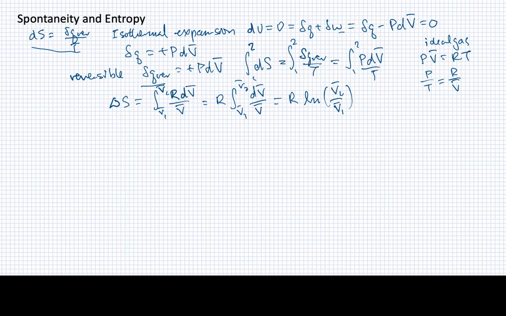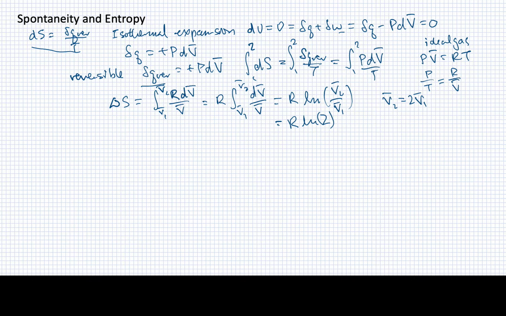All right, now let's put a number on this. Let's suppose this thing is made to expand reversibly to twice its volume. So in other words, V2 is equal to twice V1. So that means that our change in entropy in this case is a number, R log 2.